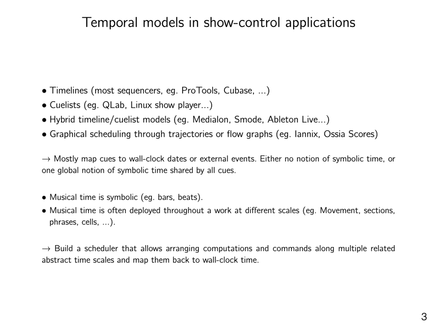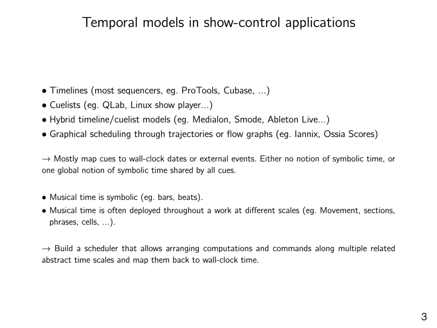Musical time is a little bit more complicated than that. It is, of course, highly symbolic. You can express time using, for example, bars and beats, which are abstract units of time. And musical time is also often deployed at many different scales. So, for example, you could have tempo indications for a movement, and then you can have modifications of that tempo for each section, for each phrase, for each cell, etc.